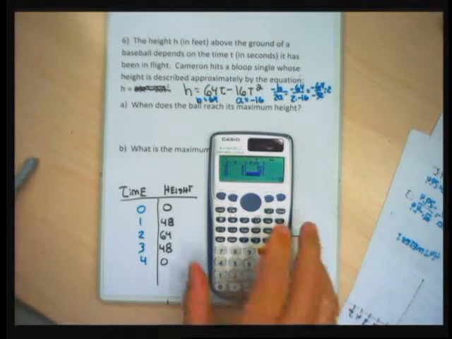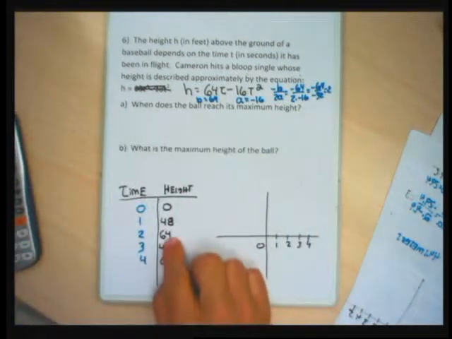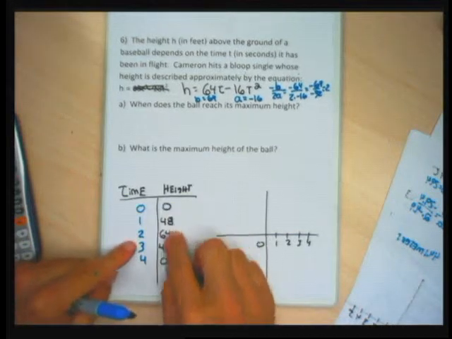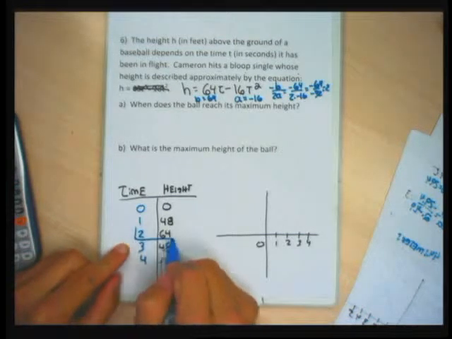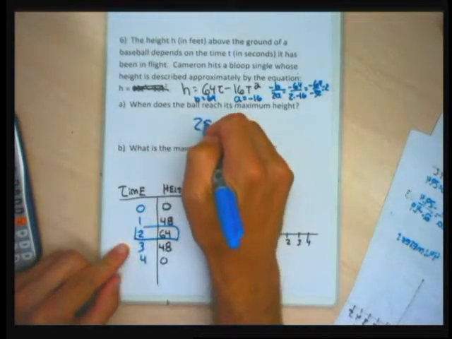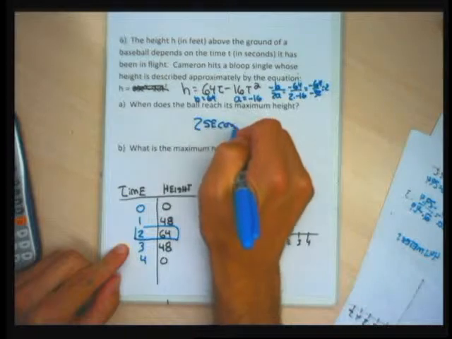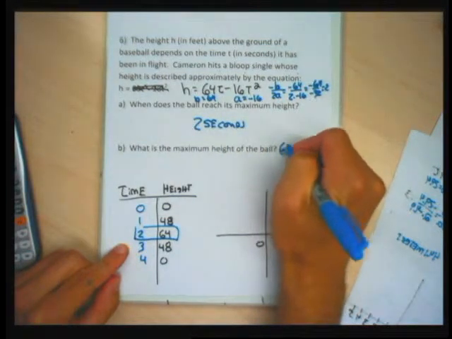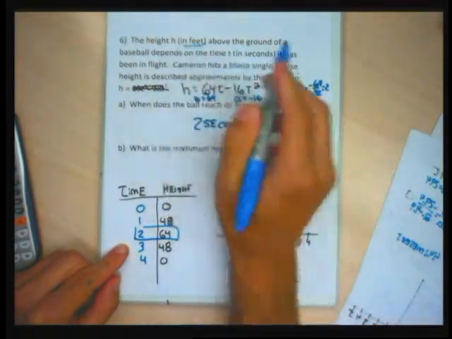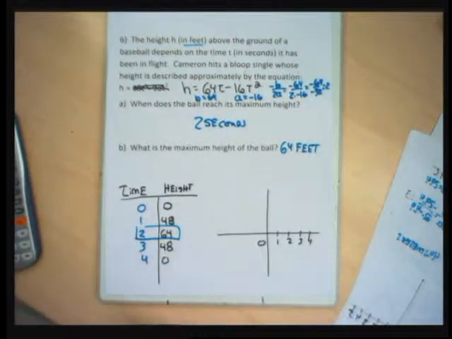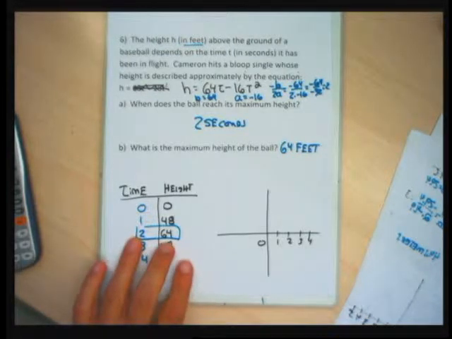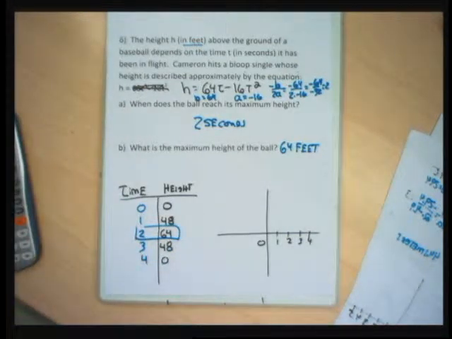So again, I can tell the vertex is a maximum point because it contains the maximum value in this table. So when does the ball reach its maximum height? 2 seconds. What is the maximum height? 64, and then the units are in feet. And I don't have to sketch a graph. I just have to understand what the numbers of the vertex are telling me and confirm that the vertex is a maximum point if it's asking for a maximum value.